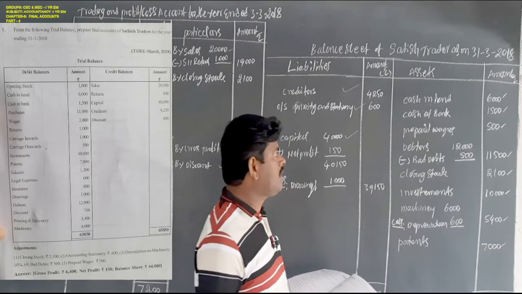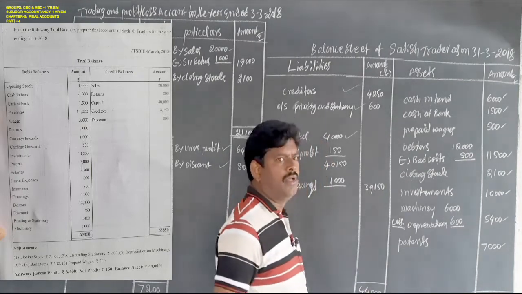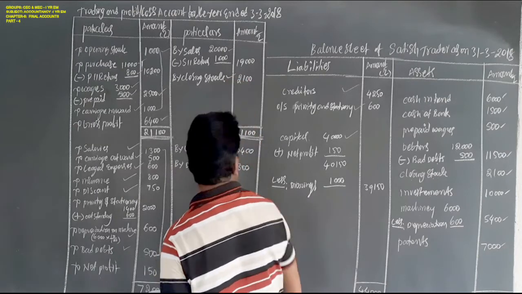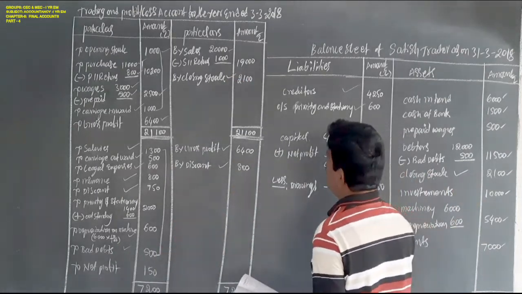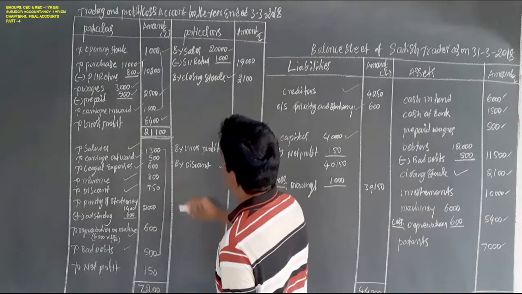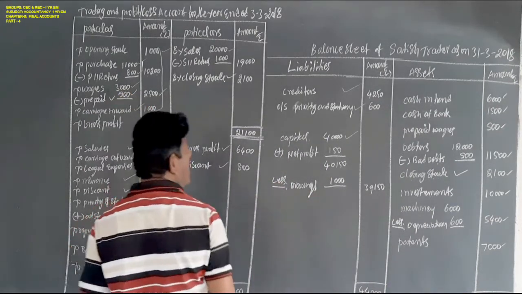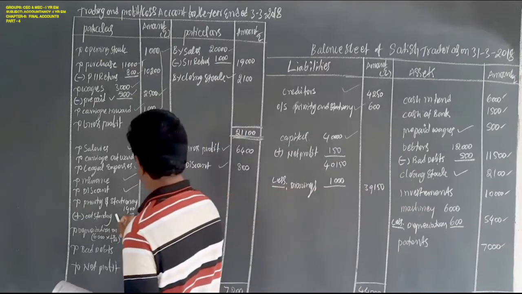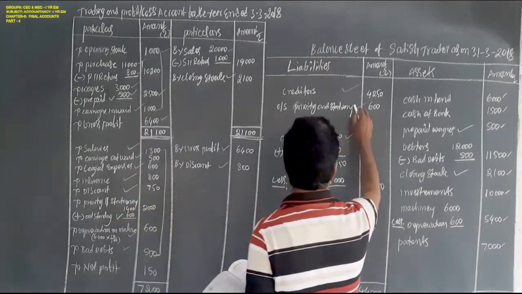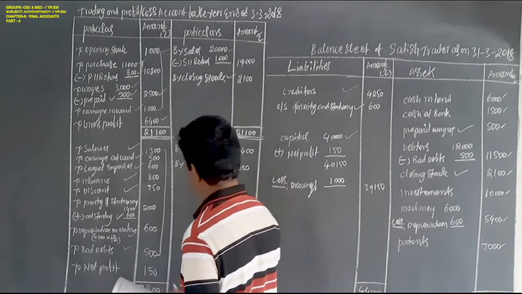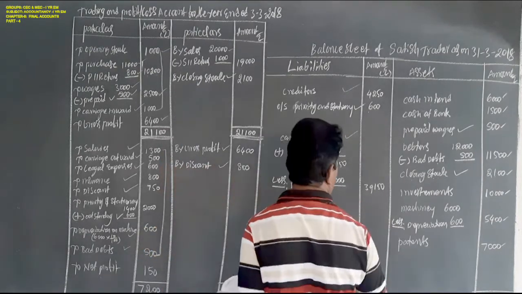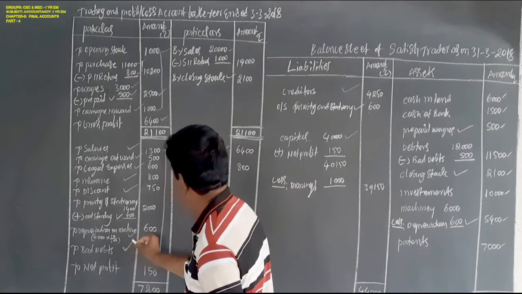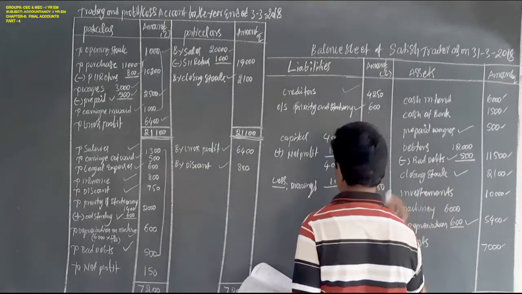After completion of this problem, verify each and every adjustment. First of all, closing stock is recorded here as well as here. So, cross verification. Next, outstanding prepaid wages is recorded here as well as here. So it is correct. Outstanding expenses are recorded here as well as here. So it is also correct. Depreciation amount is 600 rupees, recorded here, deducted from here. Bad debts are recorded here as well as deducted from the debtors.